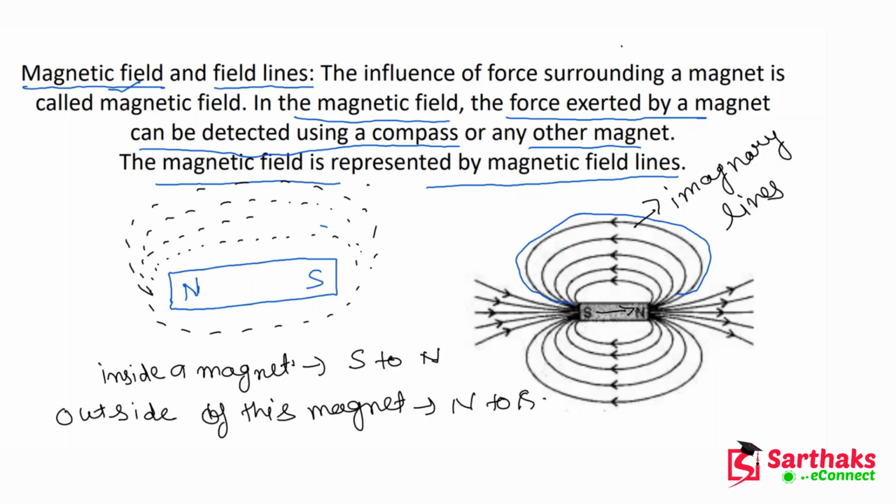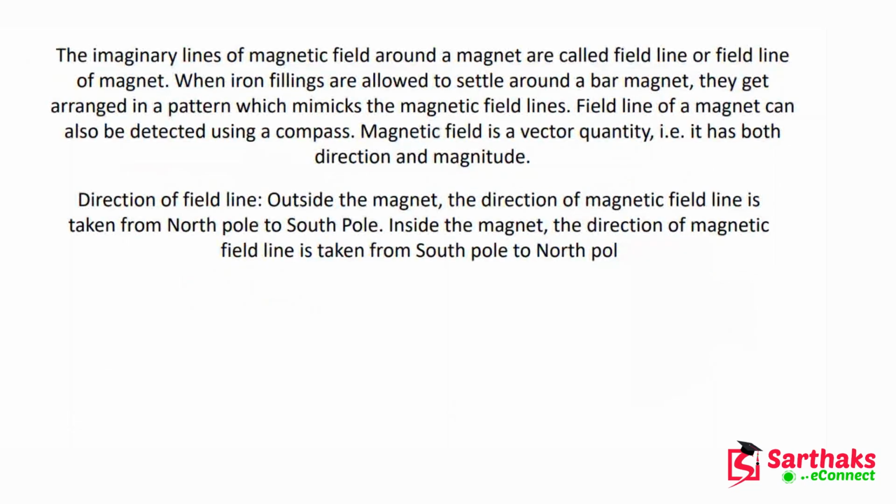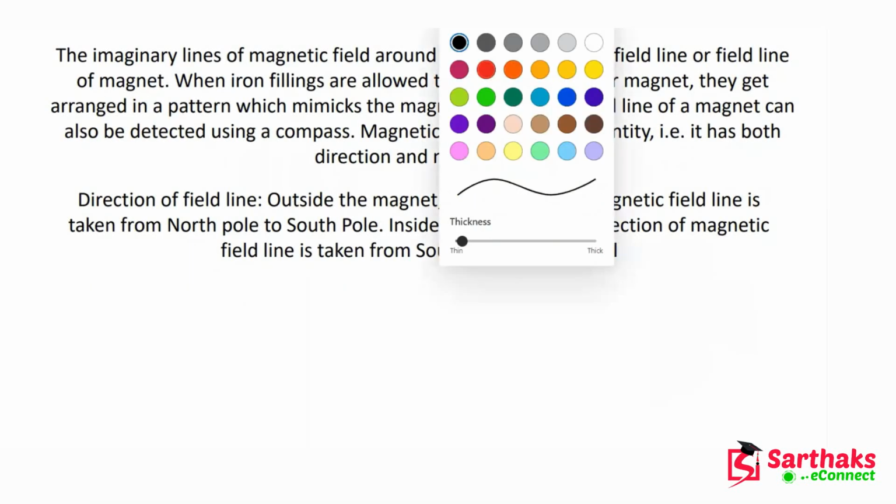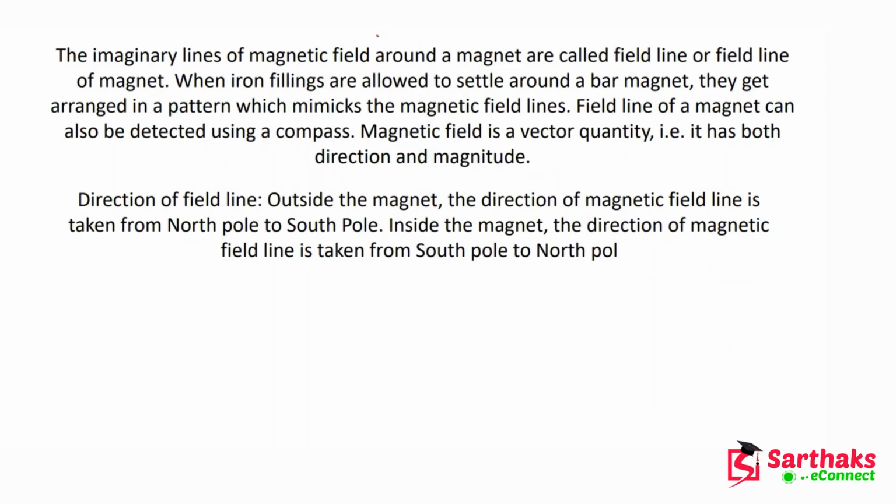Now let's move ahead and try to understand some other concepts related to this. We know that the imaginary lines of magnetic field around a magnet are called field lines or field lines of a magnet.